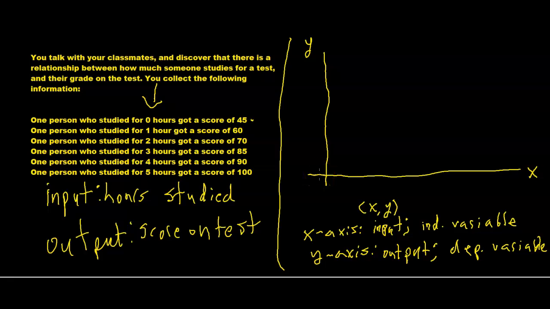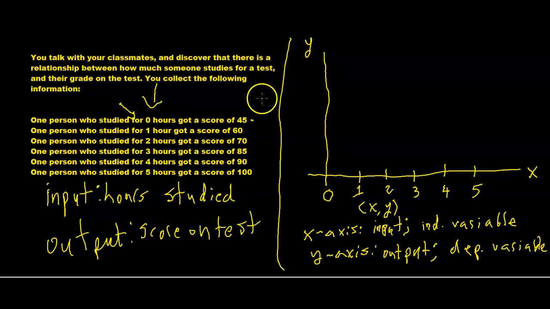So let's plot the values of our independent variable first. What were the values? Those are all the values for the hours studied. So we had 0 hours studied, 1 hour, 2 hours, 3 hours, 4 hours, and 5 hours studied. So the values of our independent variable, or our input, are now plotted on the x-axis. So now we'll plot the values of our output, of our dependent variable, on the y-axis.